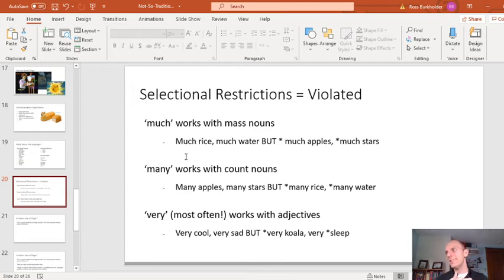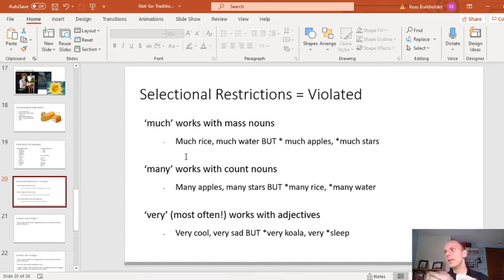I haven't been sitting in your class. Perhaps Professor Johnson has already talked about these kinds of things. If so, great. If not, this is kind of what it looks like. So think about the word much in English. Much works with what are called mass nouns. They're not countable, they just appear in large, kind of undifferentiated quantities. And much works with those kinds of mass nouns, like much water, much wine, much rice.